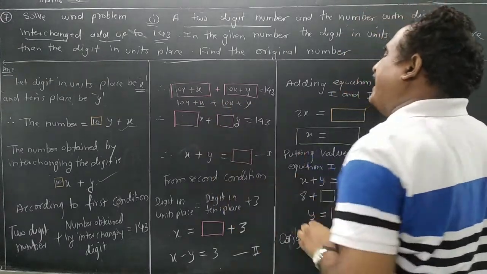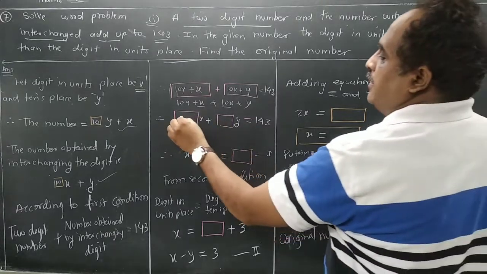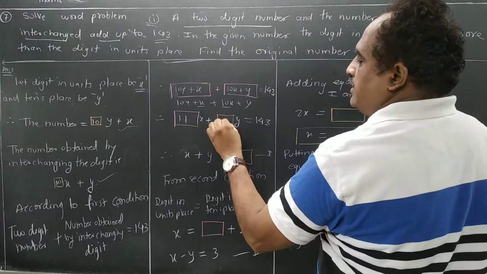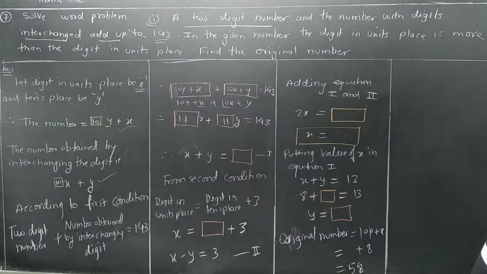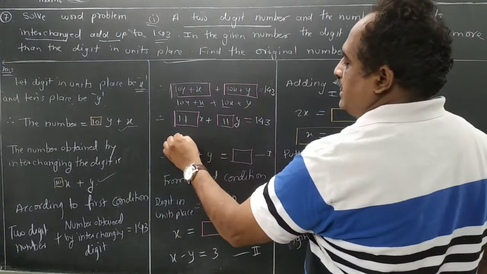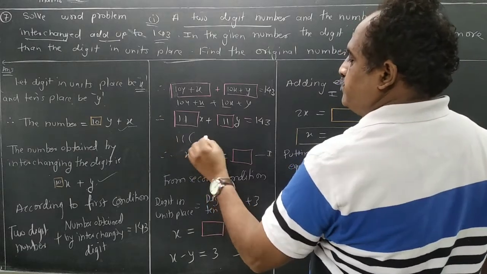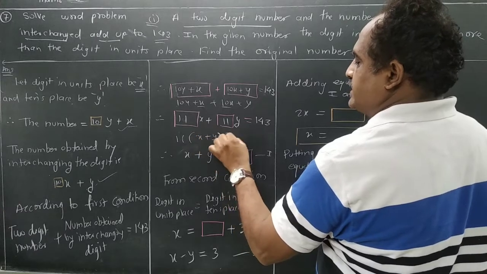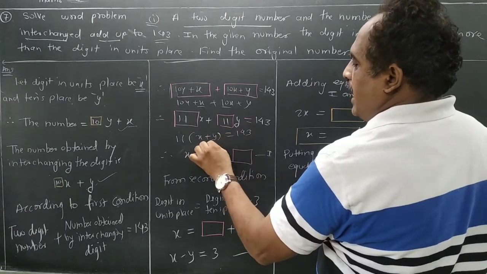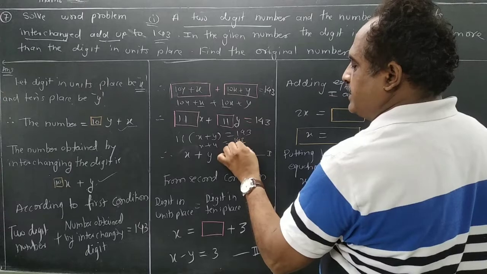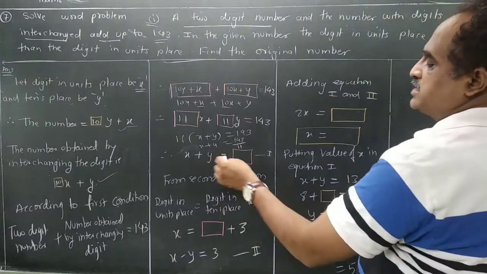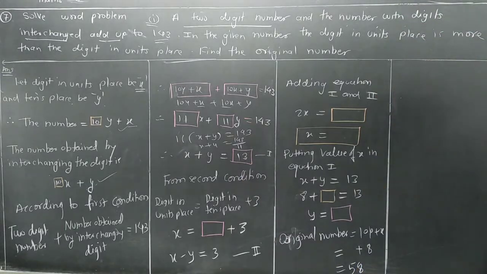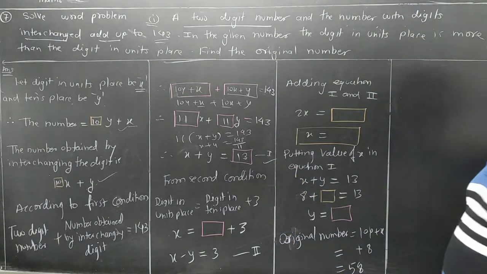So when I am adding it, I am getting 11x plus 11y is equal to 143. In this, if I take 11 common, what will I get? x plus y is equal to 143 by 11. So x plus y is equal to 13, since 11 ones are 11 and 11 threes are 33. This is equation 1.